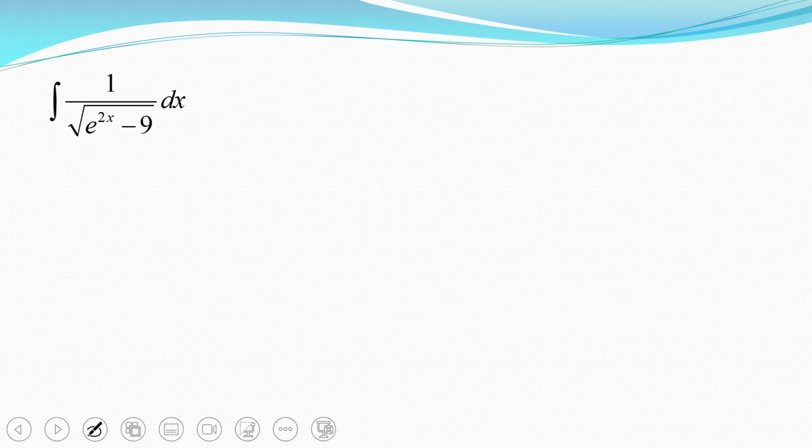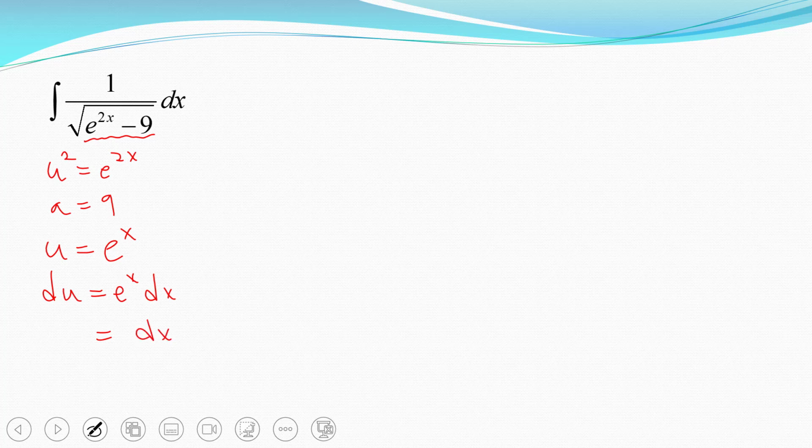This is a little more clever because this has the form of u squared minus a squared, where u is e to the x and a is 3. So it has that form of a u squared minus a squared. That's just where u squared is e to the 2x and a squared is 9. So I'm going to use that u is e to the x. That means that du would be equal to e to the x dx. So that means that dx would be du over e to the x, which I don't like doing.